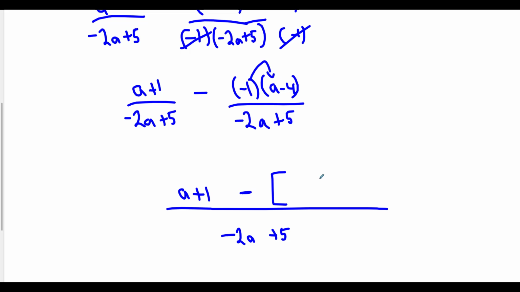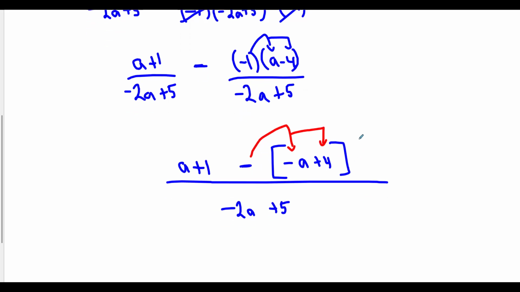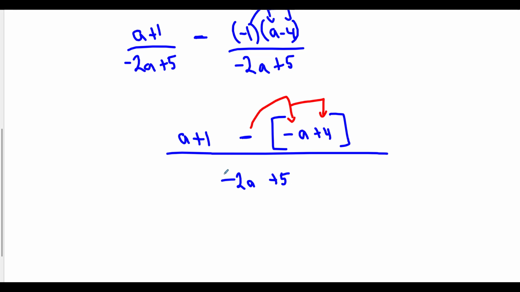What's -1 times a? -a. What's -1 times -4? +4. And I put brackets around here. Why? Because there was a negative sign here. Whenever you have a negative sign in front of something, always put brackets around the thing that it's in front of, because you need to distribute that negative sign to every single term within that bracket. A lot of students just change the sign for the a, but forget that the negative sign applies to the 4 as well. And then they just mess up the question.